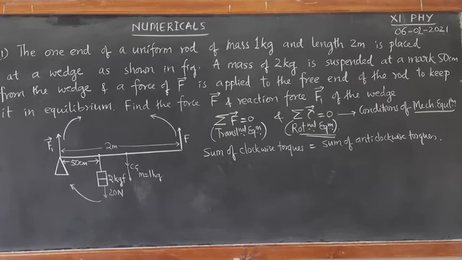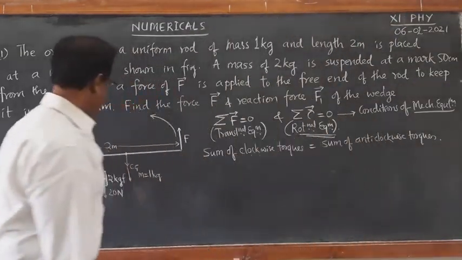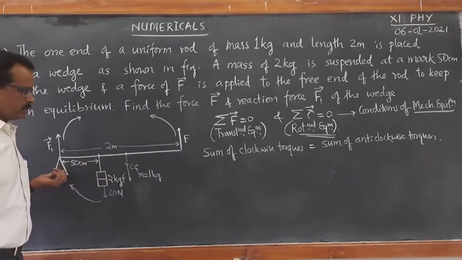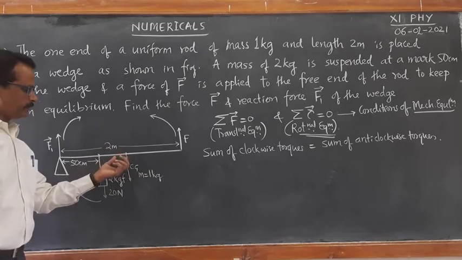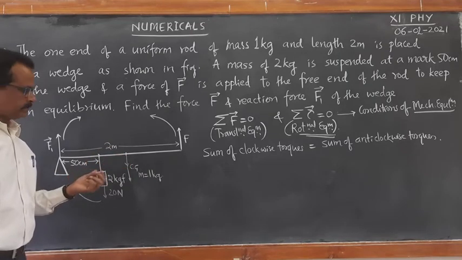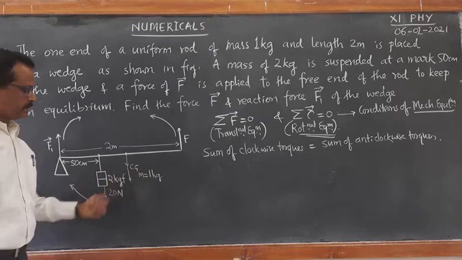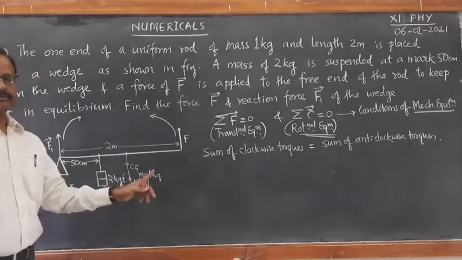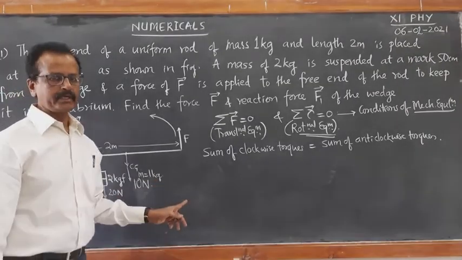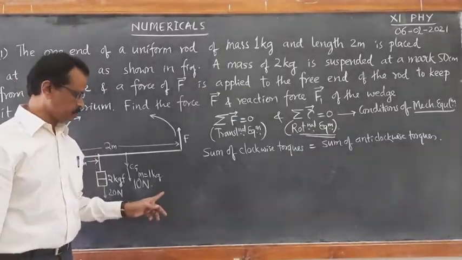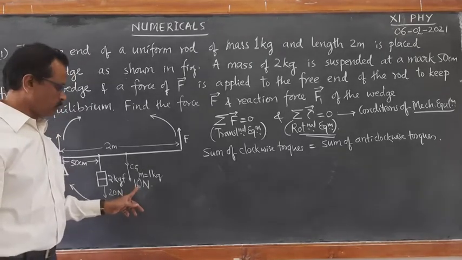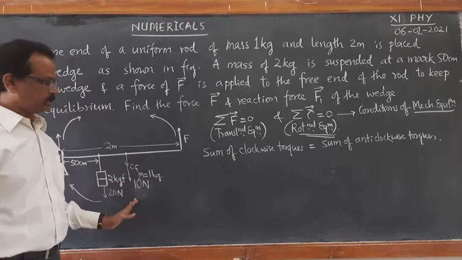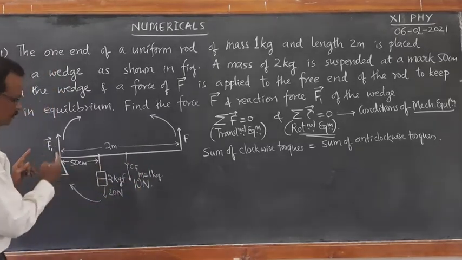So there is a correction here. This entire weight of this rod is balanced by this wedge. Therefore, the entire weight of this rod is present at the center of gravity, whose mass is 1 kg, and therefore its weight becomes 1 kg into 10, that is 1 kg into acceleration due to gravity. So I have taken it as 10 meter per second square. So the weight of this rod becomes 10 Newton. This 10 Newton is acting about this wedge.